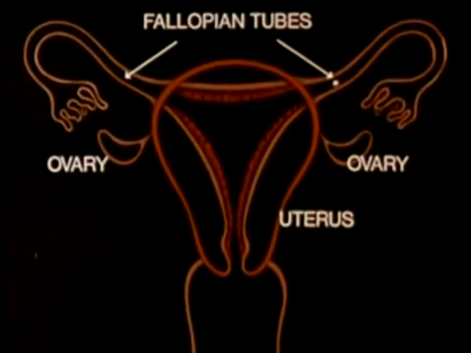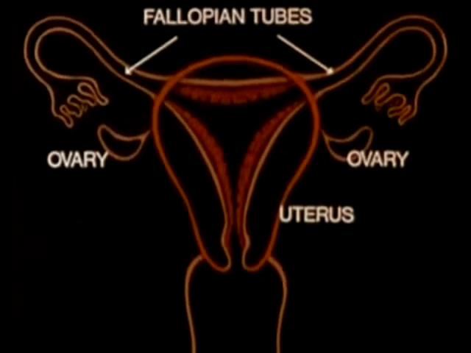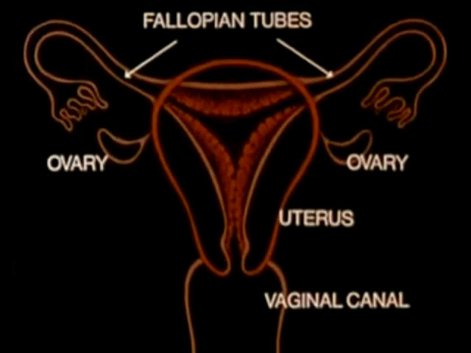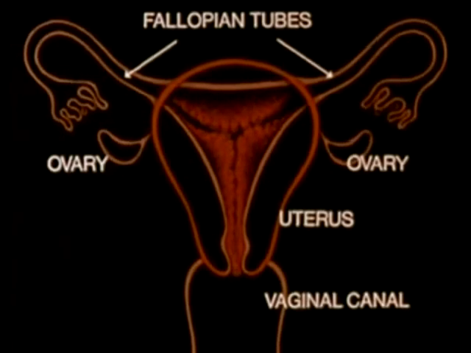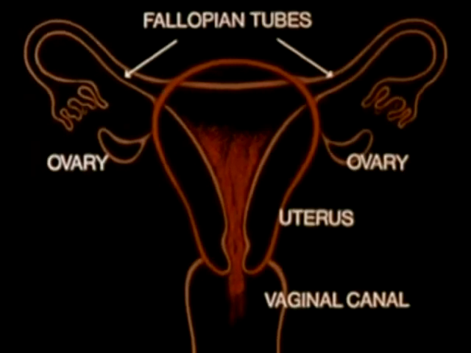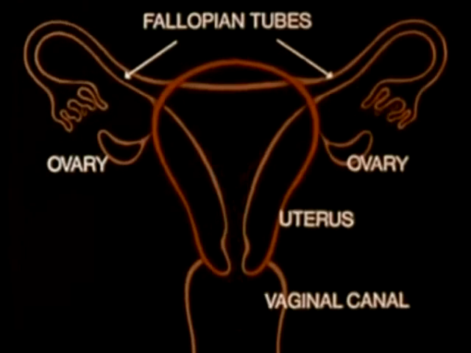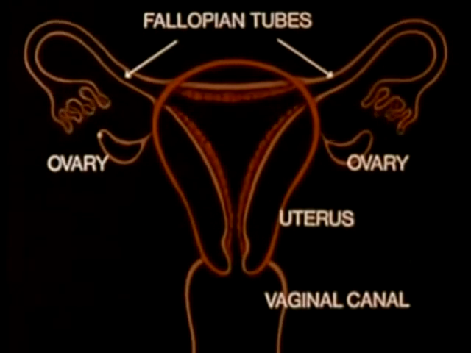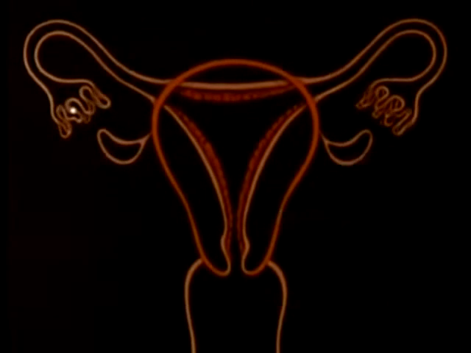If the cell reaches the uterus without having been fertilized by a male sperm cell, the egg and the special lining built up in the uterus disintegrate and flow through the vaginal canal out of the body. The actual flow is rather small, and it lasts only about 3 to 8 days. This time is often called the period. Then the process begins all over again and repeats itself about once a month.